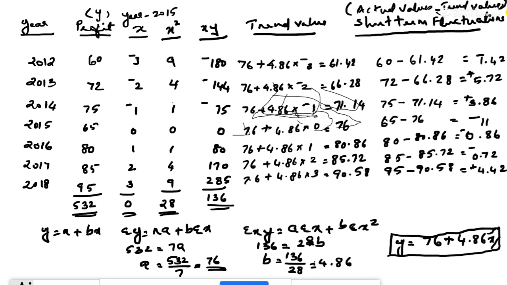Sorry, it is minus 1.42, plus 5.72, plus 3.86, then minus 11, then minus 0.86, minus 0.72 and plus 4.42. These are the short-term fluctuations.